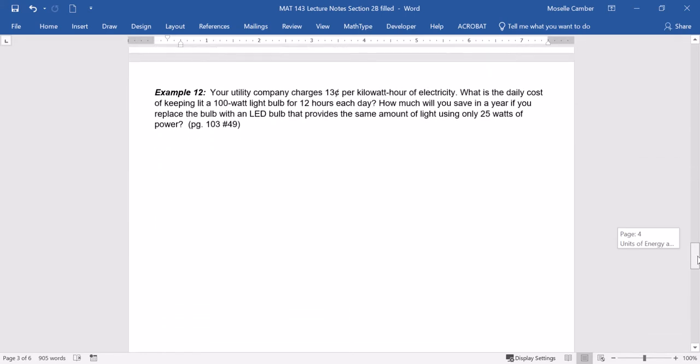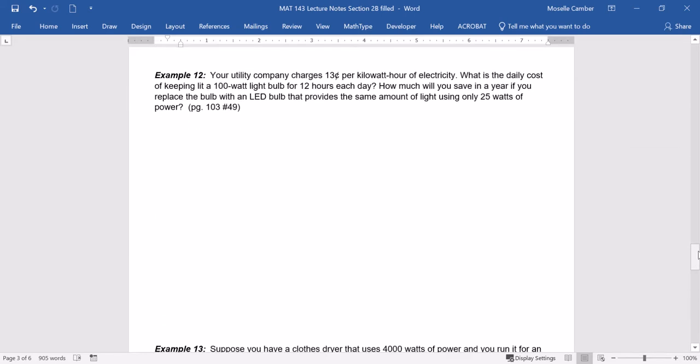Okay, so let's look at an example using this. Let's say your utility company charges you 13 cents per kilowatt hour of electricity. So what then is the daily cost of keeping lit a 100-watt light bulb for 12 hours each day? How much will you save in a year if you replace the bulb with an LED bulb that provides the same amount of light using only 25 watts of power? So now we have two questions. We're going to have two different answers. Let's look at the first one.